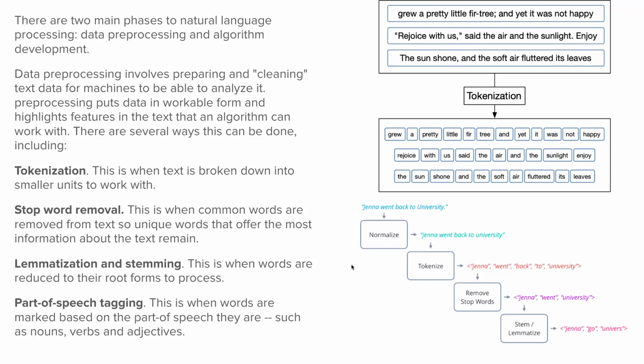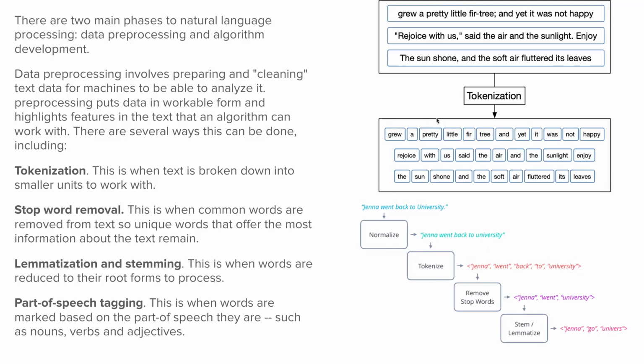Then we do lemmatization and stemming. This is when words are reduced to their root forms of process. So basically going, gone, they always stem to the root of go.